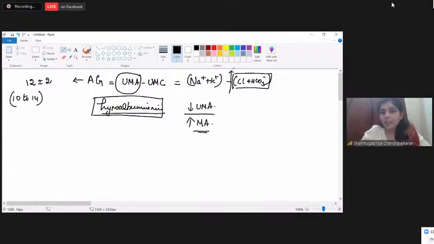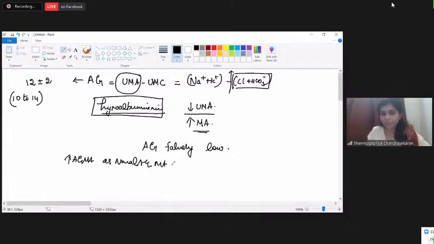Yeah, when that value increases, what happens to anion gap? It will be falsely low. Do you understand this? Anion gap will be falsely low in hypoalbuminemia, which means there is a possibility of you misdiagnosing an increased anion gap metabolic acidosis as a normal anion gap metabolic acidosis.